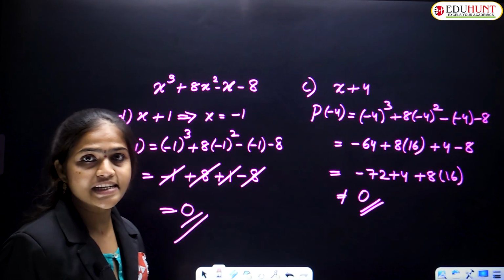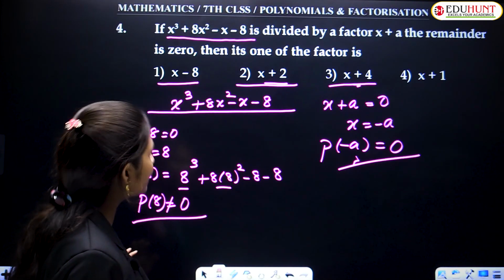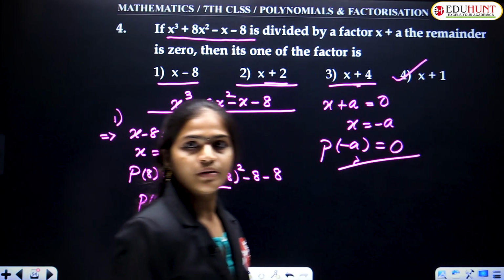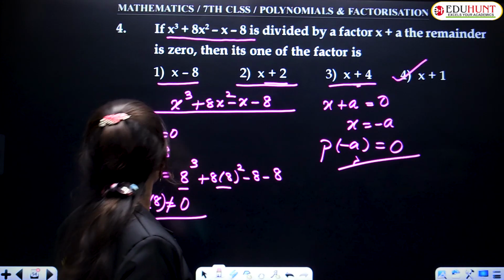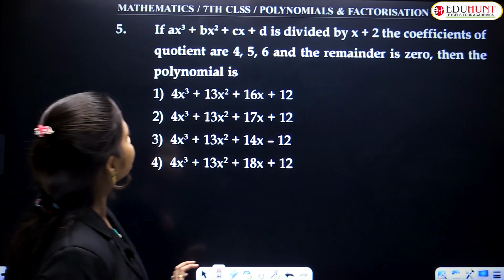So which option is satisfying here? The fourth option is satisfying. What is that fourth option? That is x plus 1. Understand? So in this way we have to simplify. Am I clear to you? Yes. So let us see the fifth question.